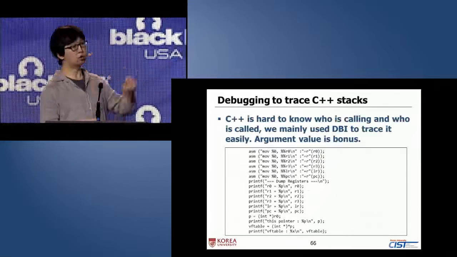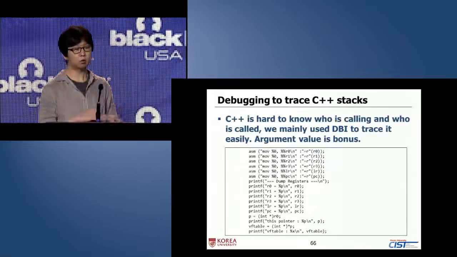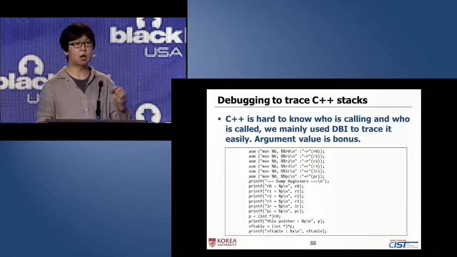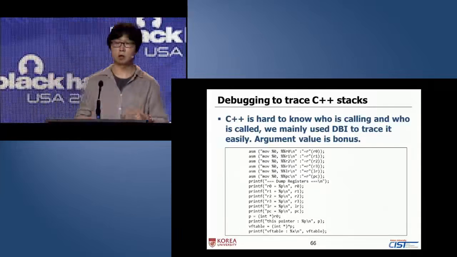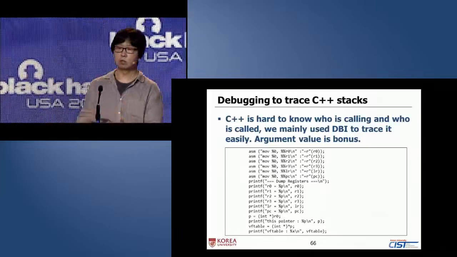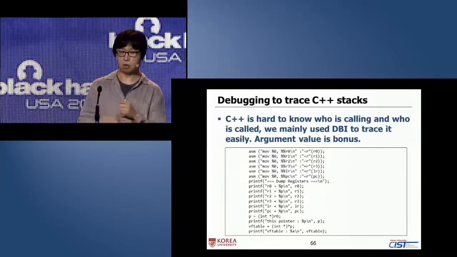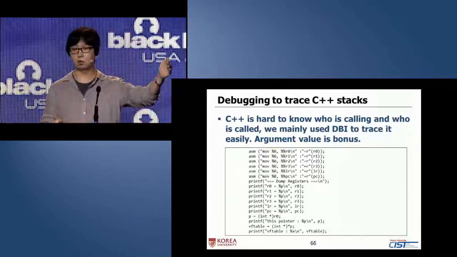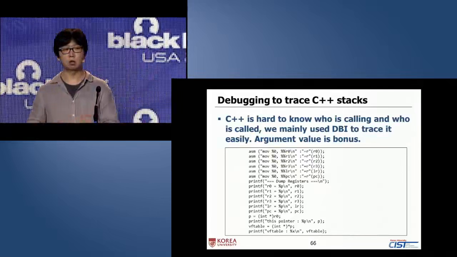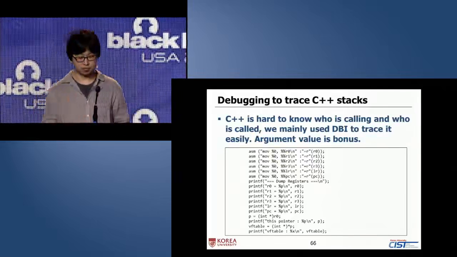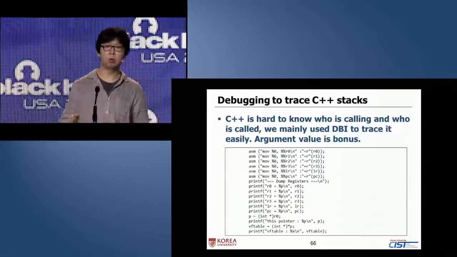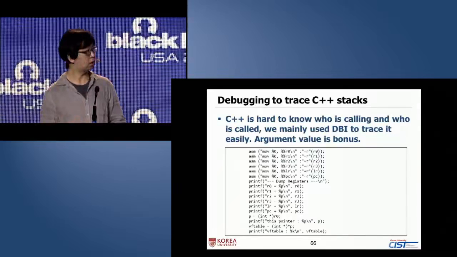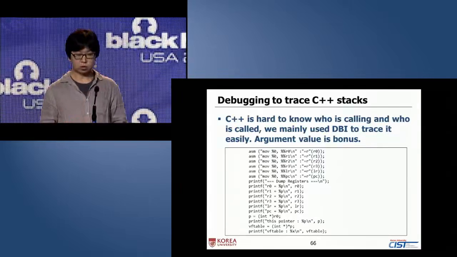I use the DBI program basically to know the LR register and PC register. In ARM, the LR register has the return address. So after knowing the LR register, we can know that this function is called from that function. It makes it much easier to understand the whole process. Of course you can also know the arguments like R0, R1, R3, and you can see the vtable.